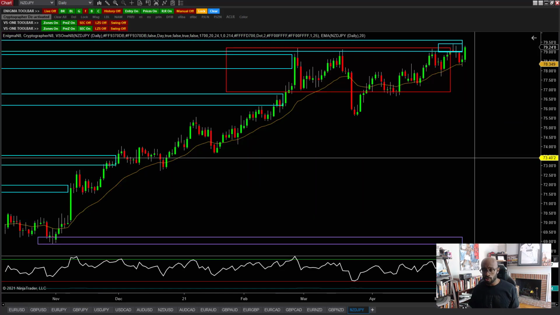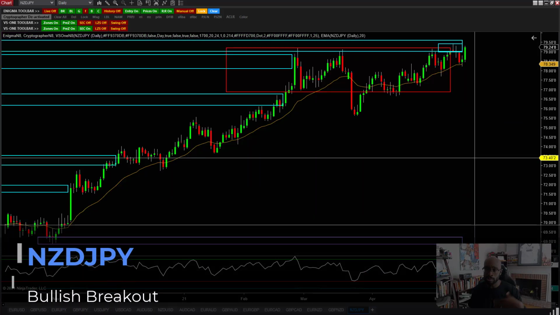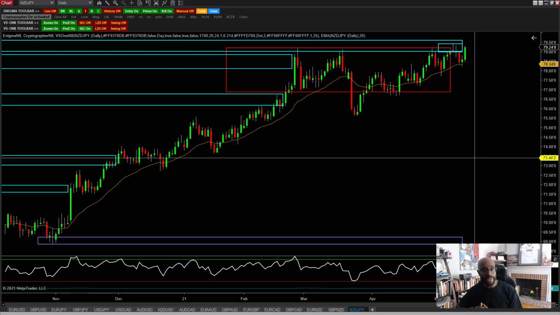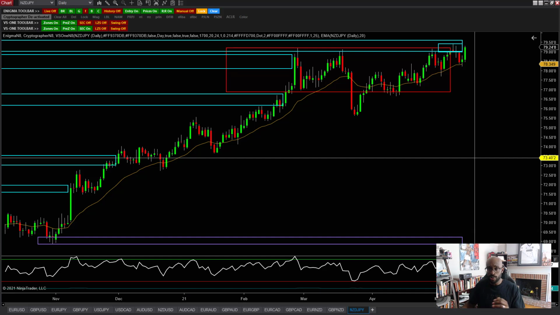So I have a few more on my radar, but because I tend to ramble, we're already running a little bit long. So let's just take a look at the New Zealand yen. I like this for a breakout situation. Now we're doing a few things right now.